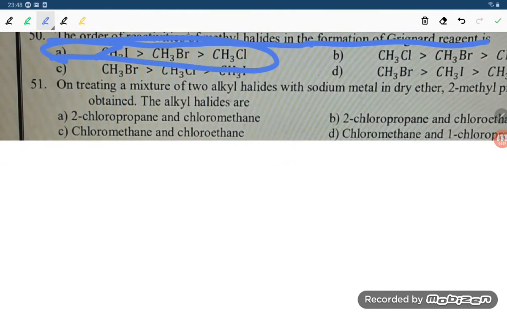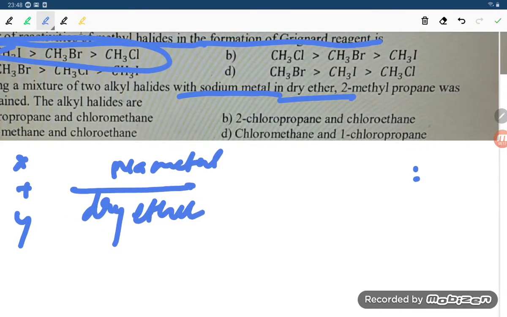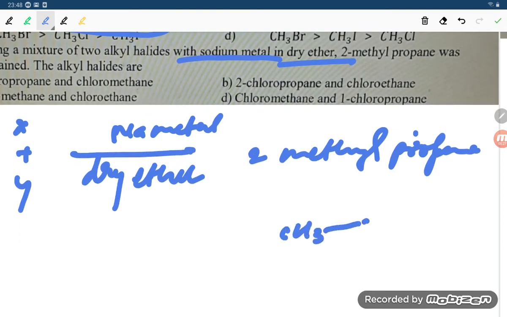Now let us move to problem number 51. We are treating a mixture of two alkyl halides, suppose two XY halide, with sodium metal in dry ether. What you are getting is 2-methylpropane. So when you are getting 2-methylpropane, it means CH3, CH3, and CH3. So this is the 2-methylpropane.